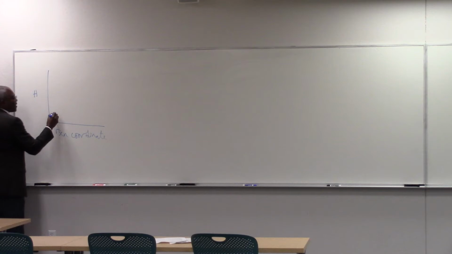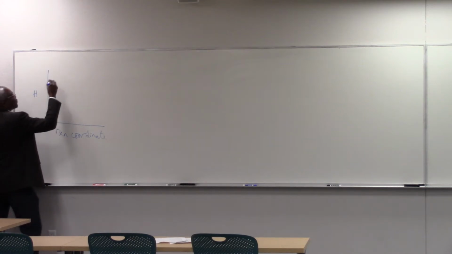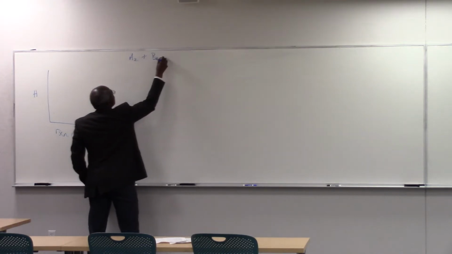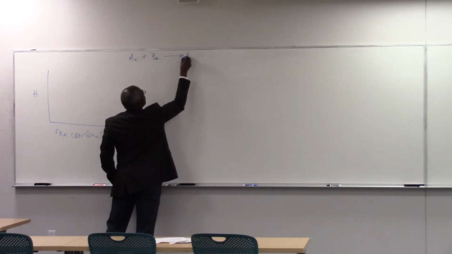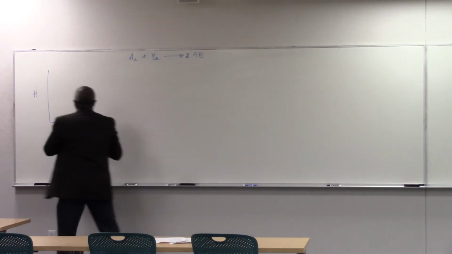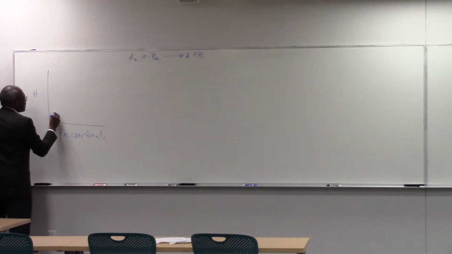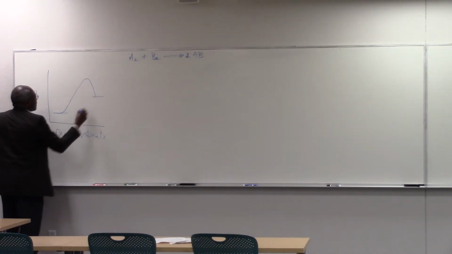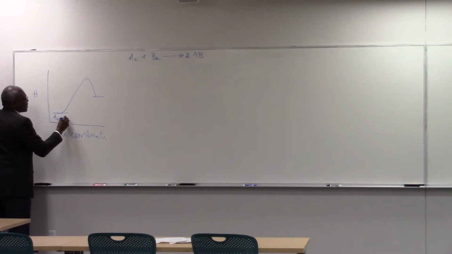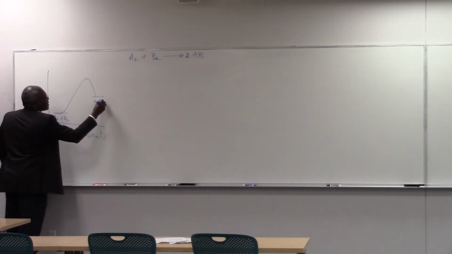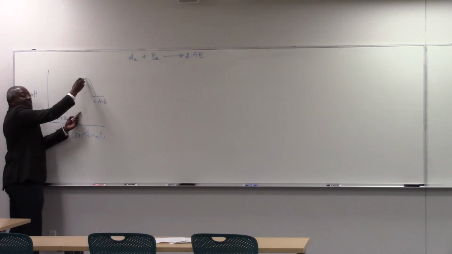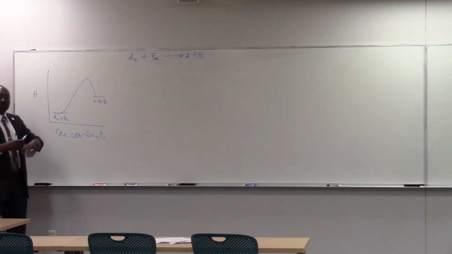And if you imagine you're going from an A2 plus B2 to give two ABs, then you can imagine a scenario where we absorb more energy than we give out. So A2 plus B2 gives rise to two ABs. And we absorb this much energy, and that energy is absorbed in breaking bonds.